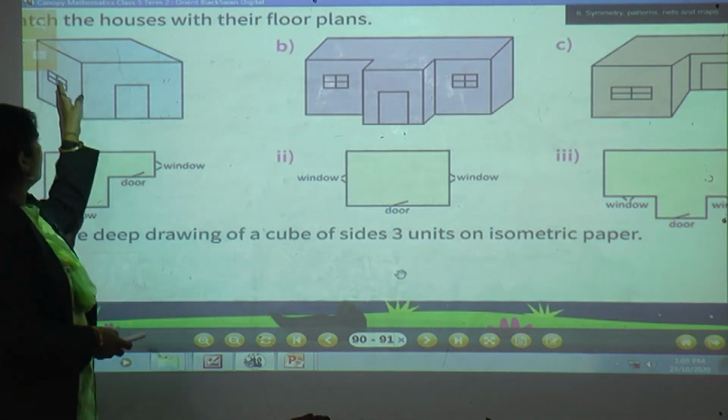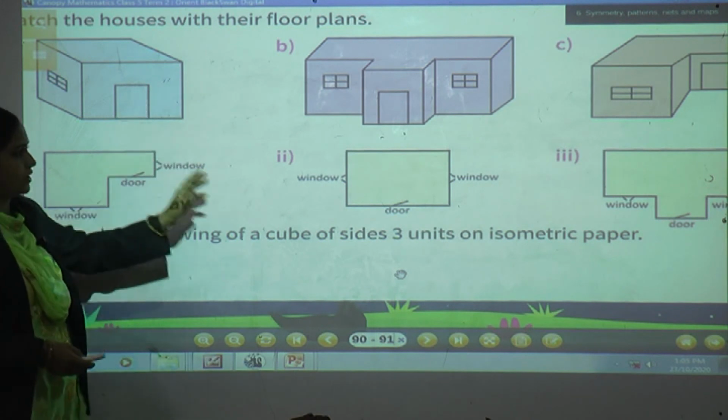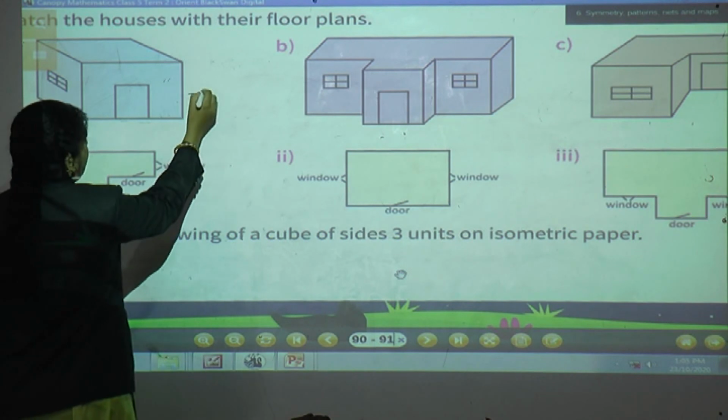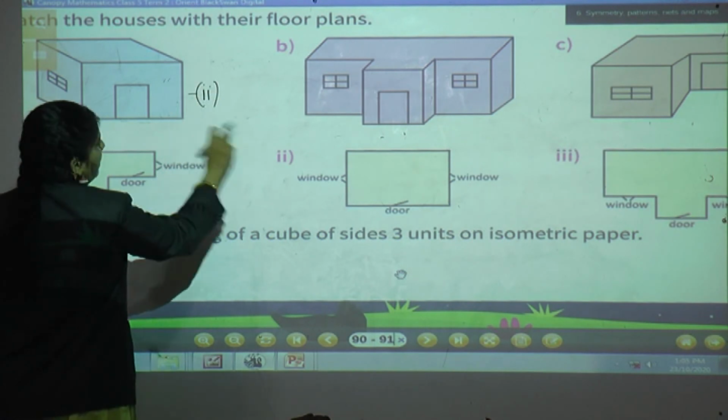See, window and door. Here also window and door. So the second one is the answer. You can match it, students.